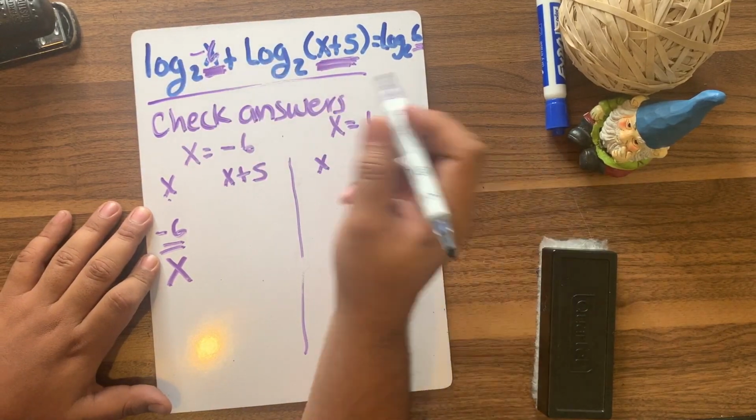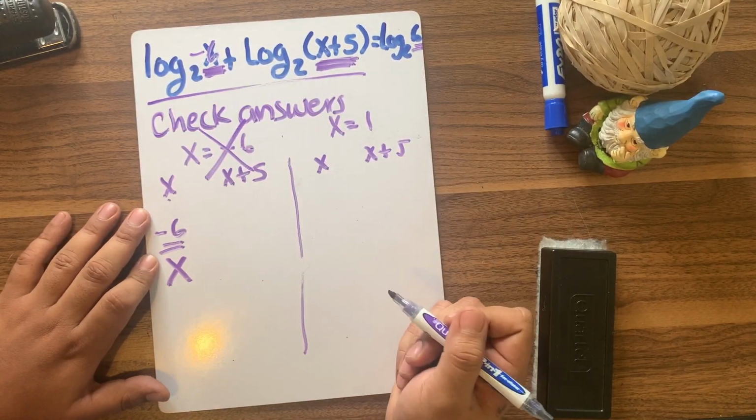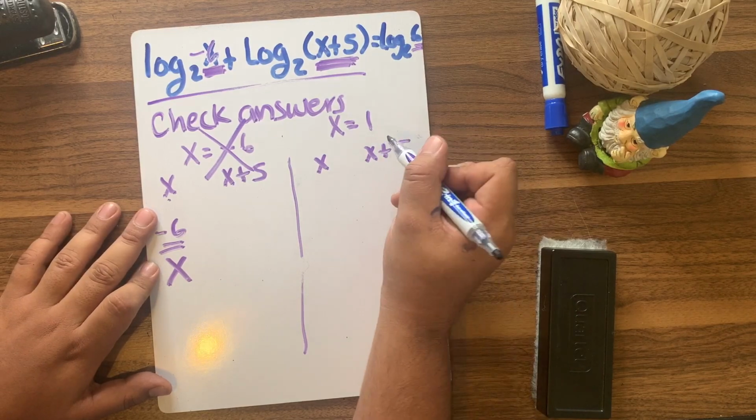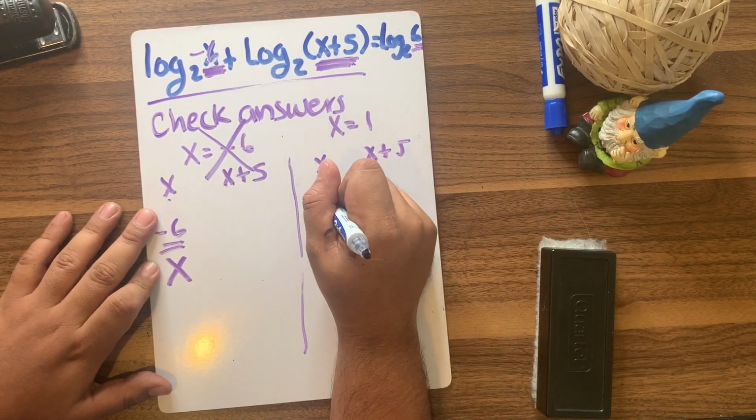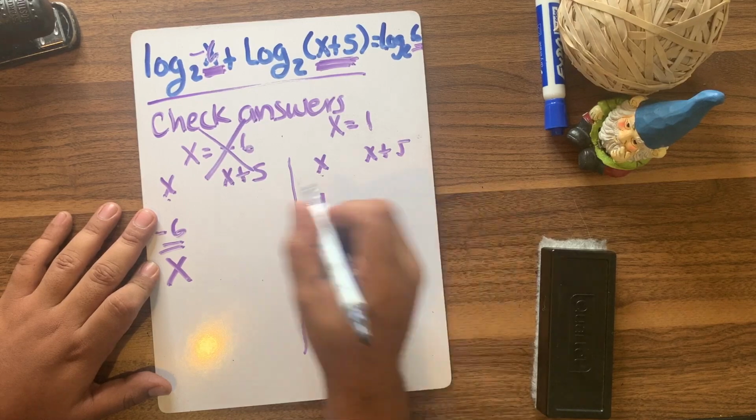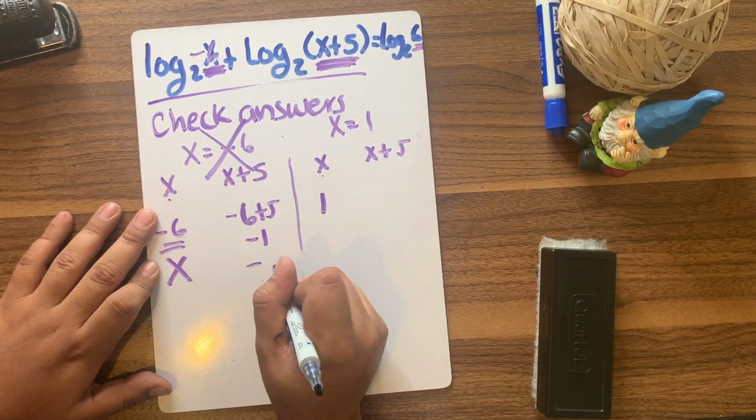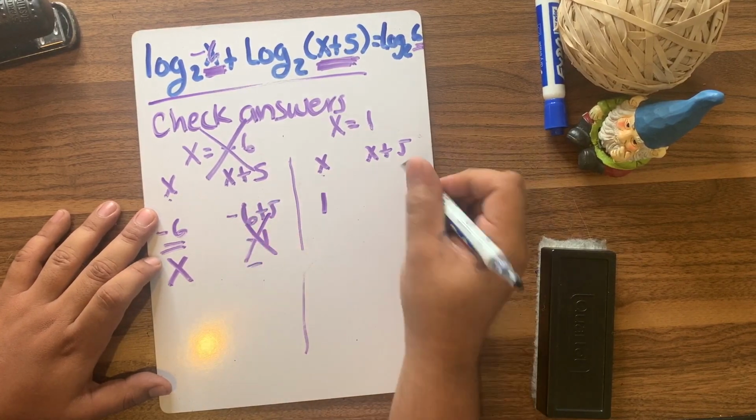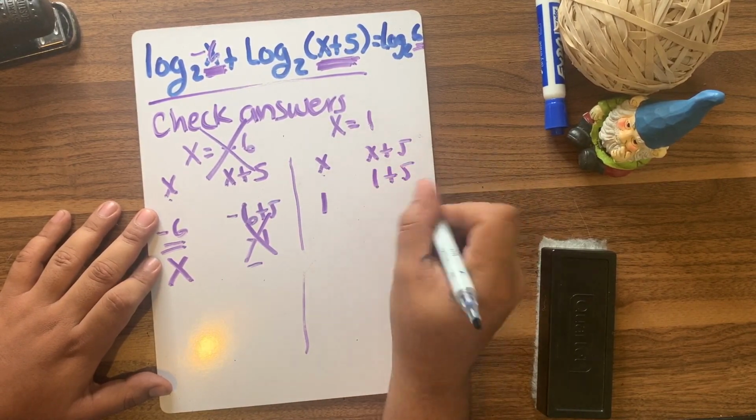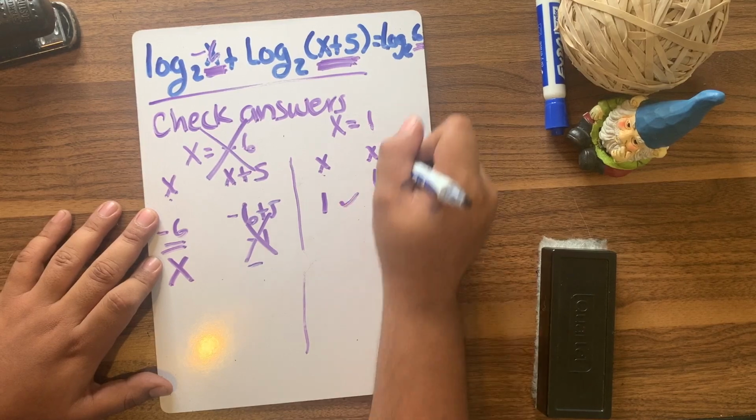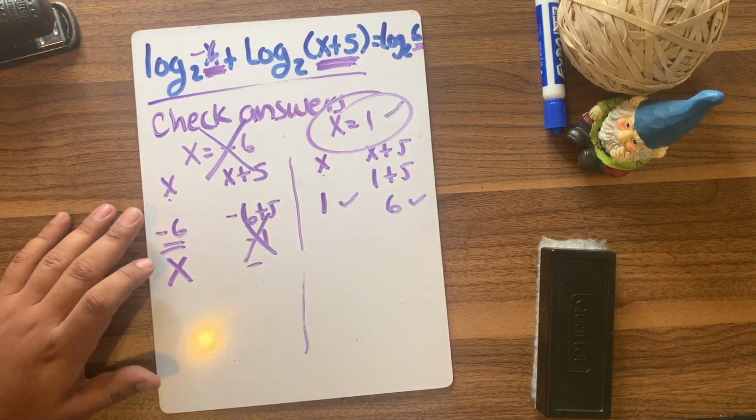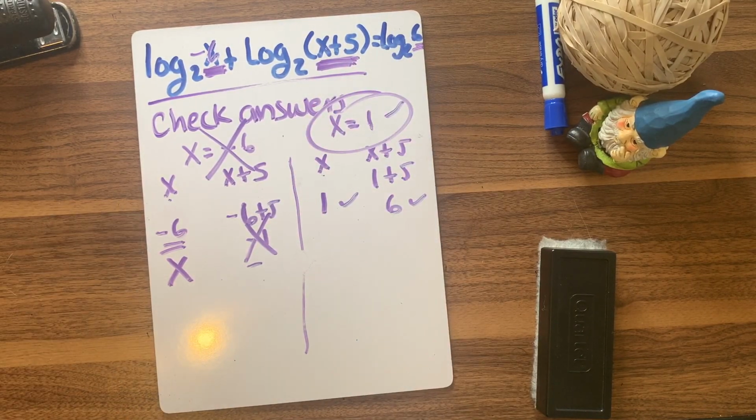If I plug in negative 6 in there, I'm going to have a log of a negative number. That's not a good thing to get. Now 1 on the other hand, if I plug in 1, I get positive 1. And if I plug in 1, I get 6. In the other one I get negative 1. So in this one I get 6. So the only one that works is x equals 1, guys, because of the limitations on log.